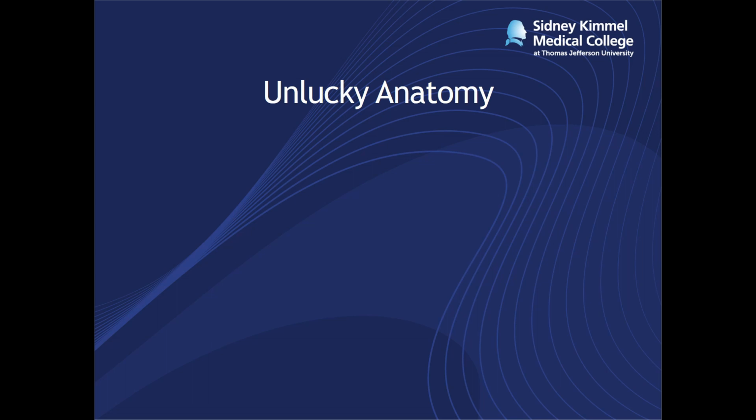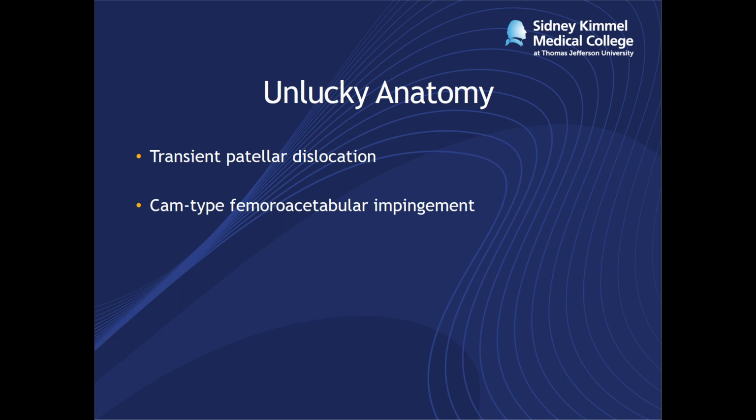Unlucky anatomy, a little bit of a grab bag of diagnoses. There are some relatively minor variations in normal development that can affect young athletes, either putting them at increased risk of injury due to instability or overuse. Here I'm just going to show two examples: transient patellar dislocation and cam-type femoroacetabular impingement.